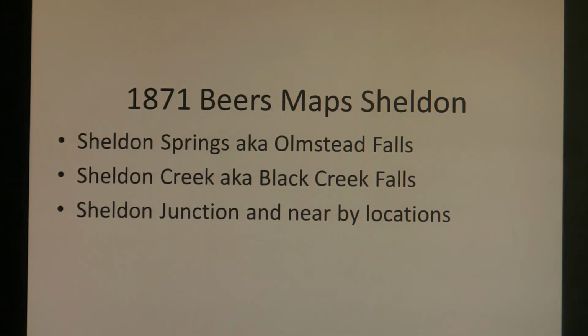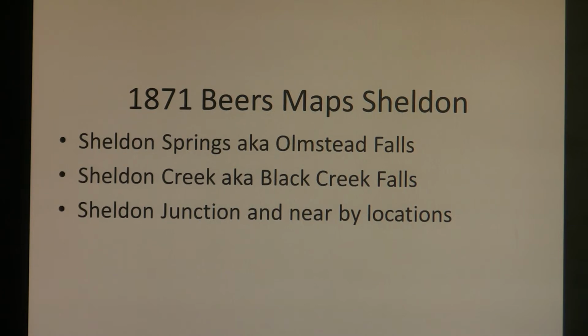The 1871 map, which is the official map of the U.S. government for all of the physical locations in the United States, that we're going to present to you shows Sheldon Springs, also known as Olmsted Springs, Sheldon Creek, also known as Black Creek, and Sheldon Junction, as well as some nearby locations to pin down for you the location of springs.